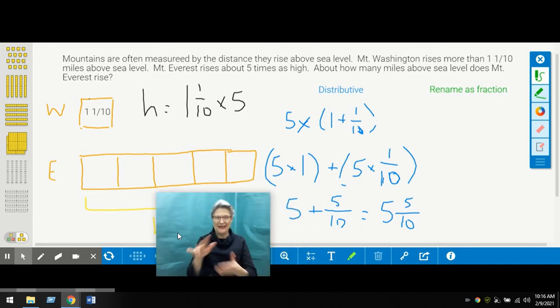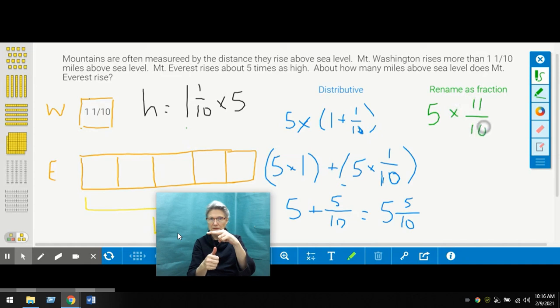Rename as a fraction. So looking at my equation, H equals 1 1/10 times 5. So I'm going to take my 1 1/10, my mixed number, and I'm going to rename it as a fraction. Thinking about tenths, how many tenths are in one whole? Well, that would be 10 tenths. And then I have the remaining 1/10. So my mixed number renamed as a fraction is 11 tenths. And just to explain that again, I know that there's 10 tenths in the one whole, and then I have the 1/10 as well. So that means 10 tenths plus 1/10 is 11 tenths.